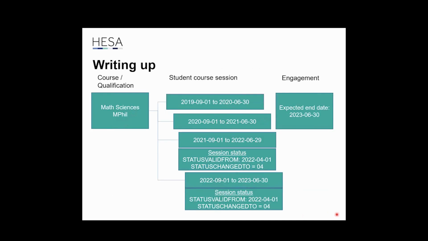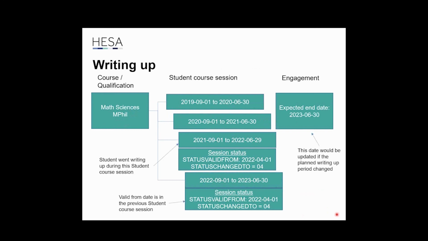So, writing up. This is an example looking at a PGR student. So what is going on here? We've got math sciences and MPhil here. The student starts off doing the first couple of years of their student course sessions.